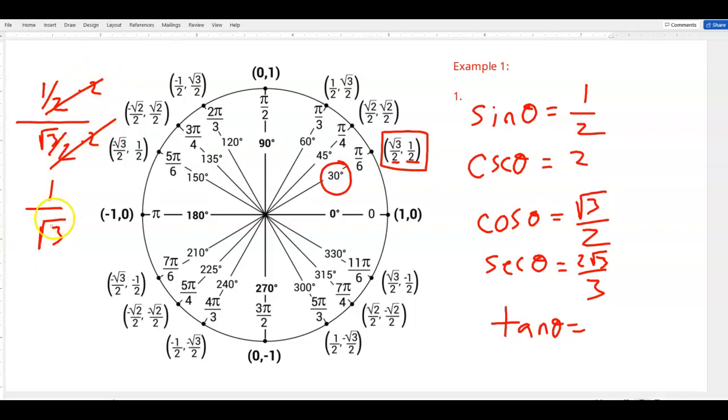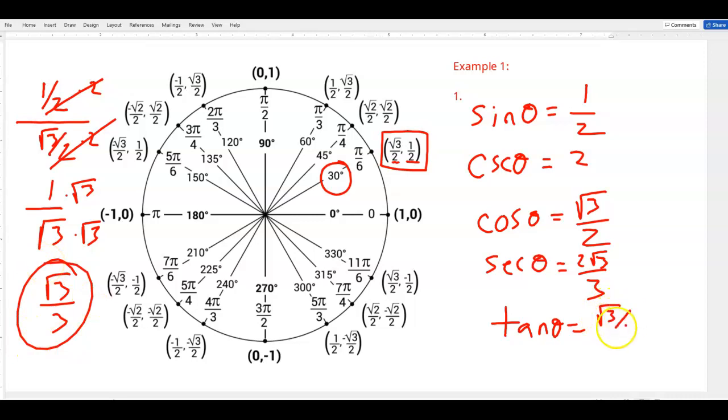Okay, but I'm still unhappy here because we don't like having a square root on the bottom. So I'm going to multiply the top and the bottom by the square root of 3. Okay, so 1 times the square root of 3 is the square root of 3, and the square root of 3 times the square root of 3 is 3, and there's my final answer there. So tangent is radical 3 over 3.